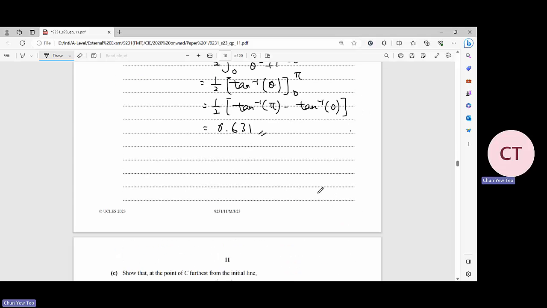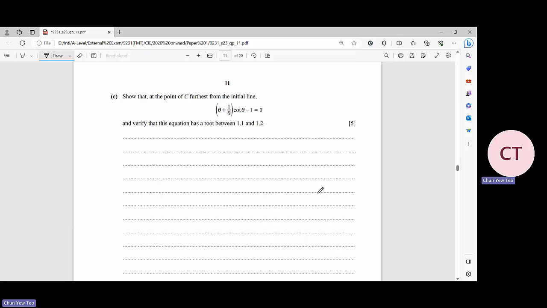Okay, so now we go for C. Show that at the point C, the furthest point from the initial line, so the initial line is actually the x-axis, this expression is equal to 0. Verify that this equation has a root between 1.1 and 1.2.